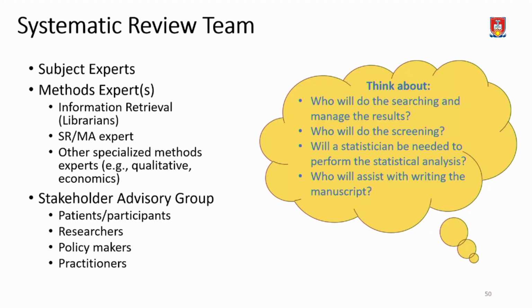Then you might need other specialized method experts, maybe a statistician, or a qualitative synthesis expert if you are doing that. Or if you are working in the field of economics, you might need to bring someone with that expertise. So these are people that should be on the team. Also, some systematic reviews bring together a stakeholder advisory group, the patients and participants, to get feedback from them. Are we addressing the problem properly? The advisory group is usually brought in for feedback: please look at what we are doing.